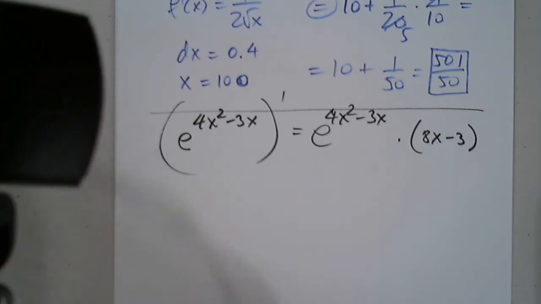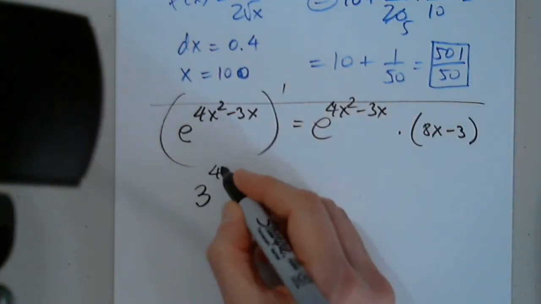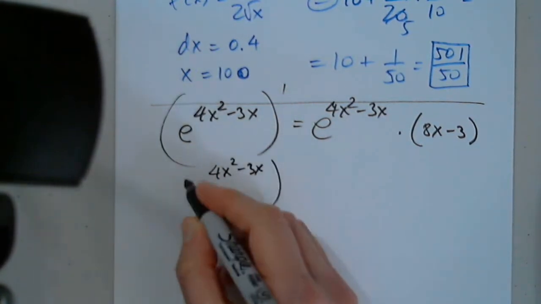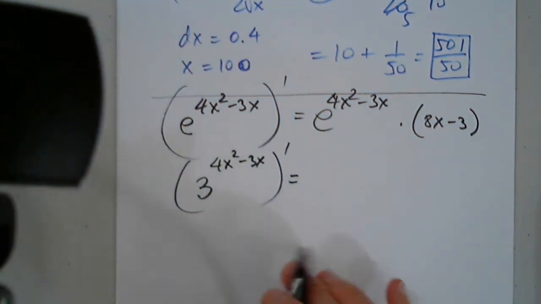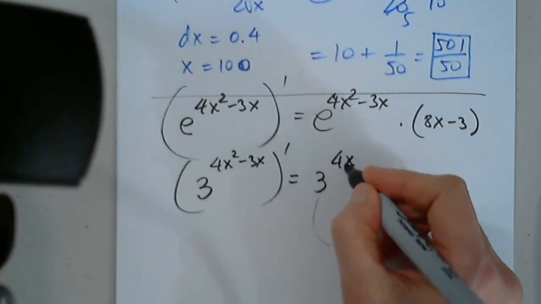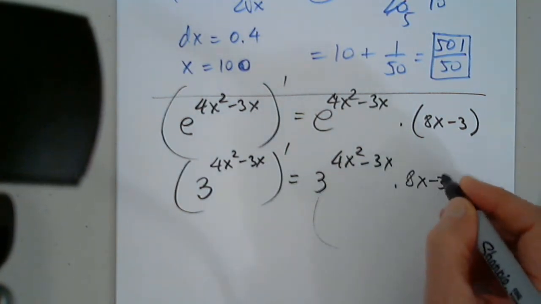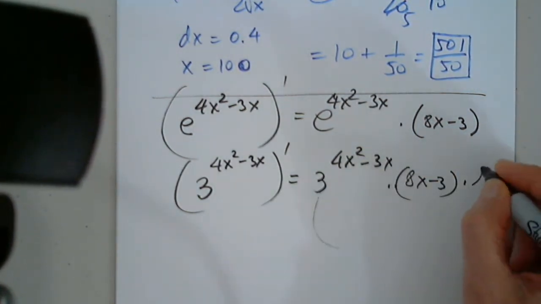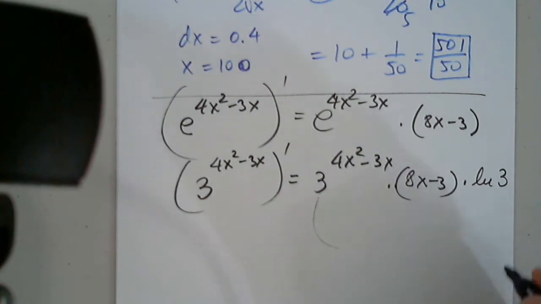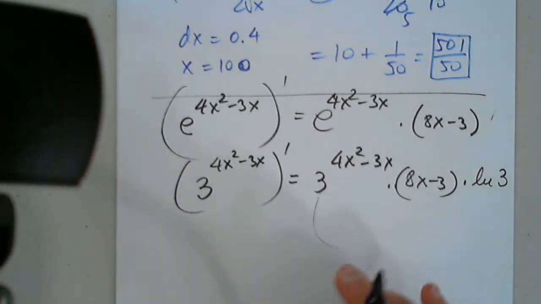What about in regards to it being involved with like a log? Okay, so let's also look at log. So now if the base is not e, so we have 3 raised to 4x squared minus 3x times 8x minus 3, but times natural log 3. It should be natural log e here, but it's 1. That's why we don't write it.